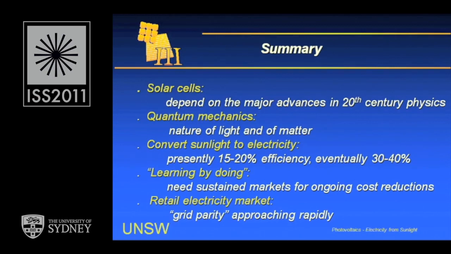So in Australia, like many other parts of the world, we're approaching this interesting grid parity stage where photovoltaic systems can compete with the retail price of electricity, provided there's the legislative framework to allow ready installation of the systems.